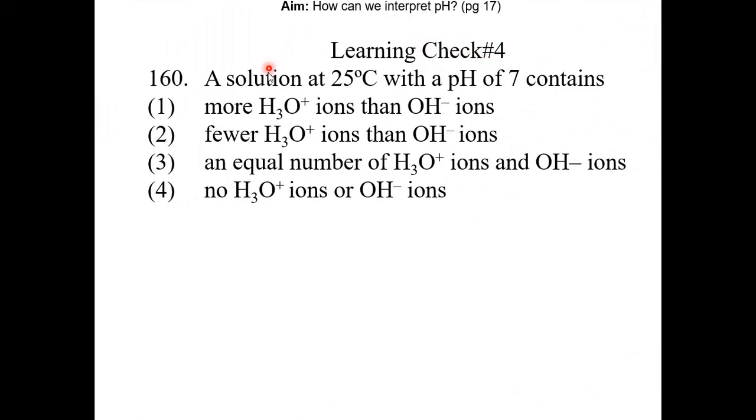Learning check number 4. A solution at 25 degrees Celsius has a pH of 7. It contains what? Pause the video and resume as completed. At a pH of 7 at 25 degrees Celsius, it is considered neutral. So there is equal concentration of hydrogen ion and hydroxide ion concentrations. So the answer is choice 3.